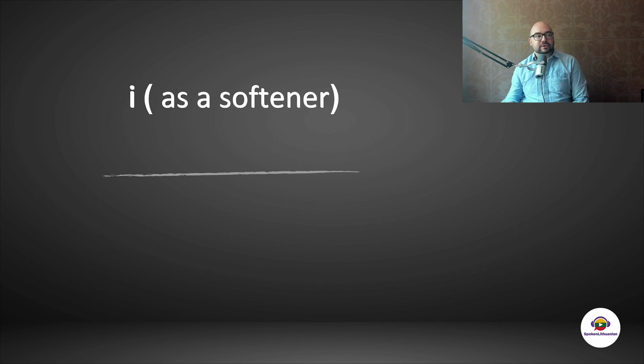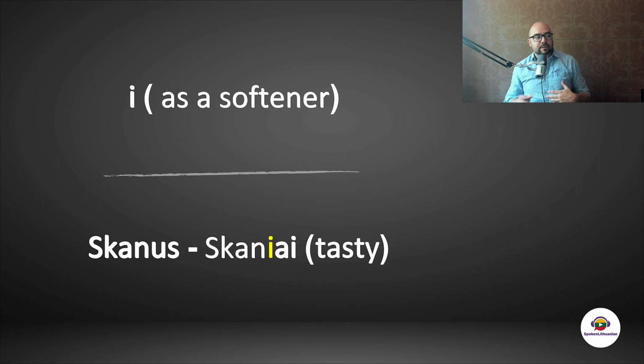So I as a softener. So for example, skanus would be tasty. That's an adjective. But if I want to say how tasty, make it into an adverb, I would say skaniai, right? Because if I don't have the softener over here, I would be saying skanai, but it's not the word. It's skaniai. It softens the N. It's not n, it's nye.